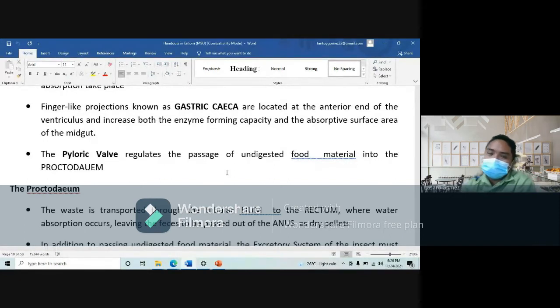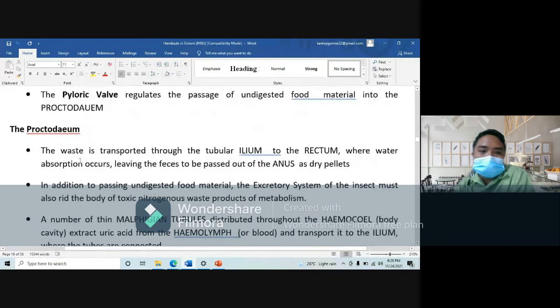Unsa diay ang nasa proctodium, siya na ang final nga mo release sa pagkaon or sa waste, sa pagkaon nga intake sa insects. The proctodium, or what we call as the hindgut, is where the waste is transported through the tubular ileum up to the rectum, or what we call as the anus, where water absorption occurs, leaving the feces to be passed out of the anus as dry pellets. Madili siya basa, kay dry man siya, dry pellets.